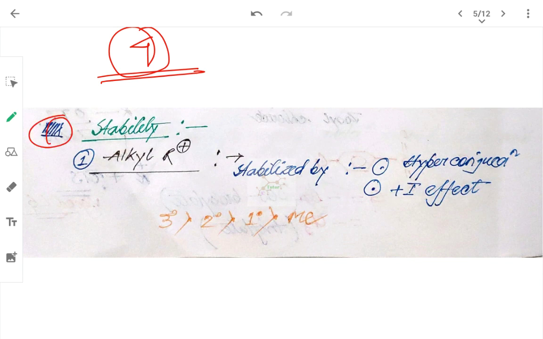In the stability part, an alkyl group is stabilized mainly via hyperconjugation and plus I effect, and this is in decreasing order: 3 degree, 2 degree, primary, methyl.